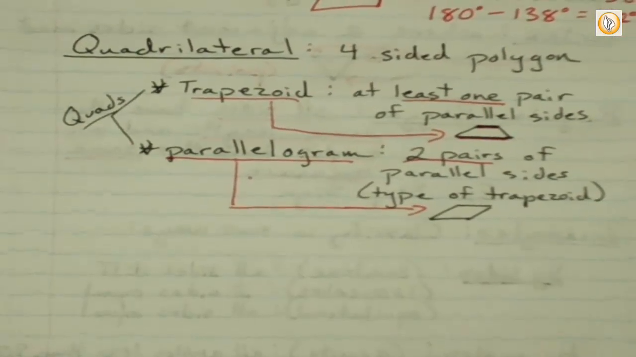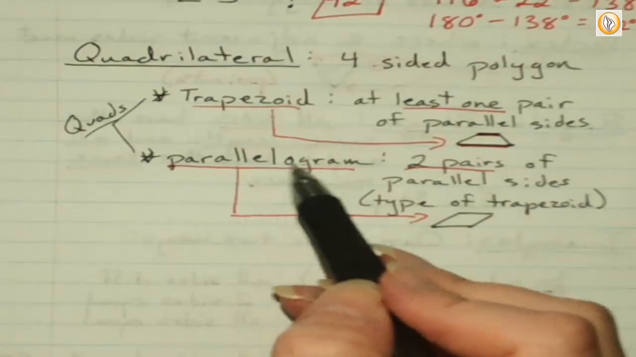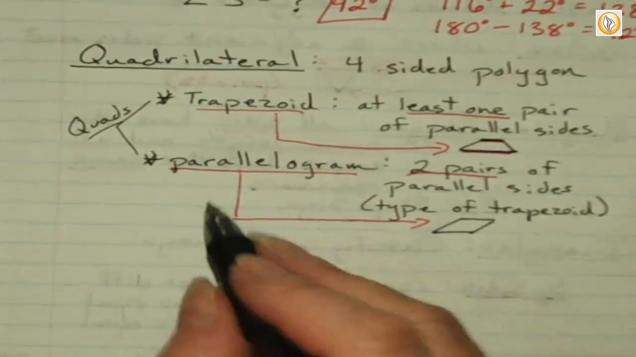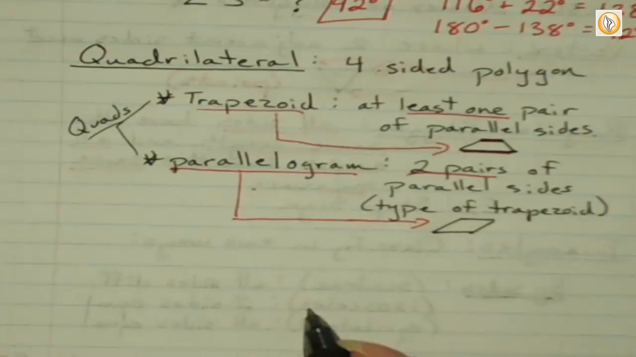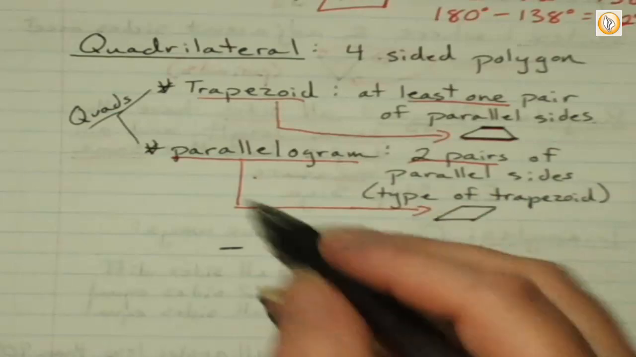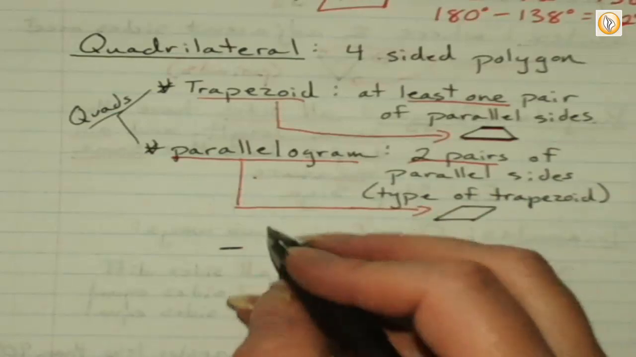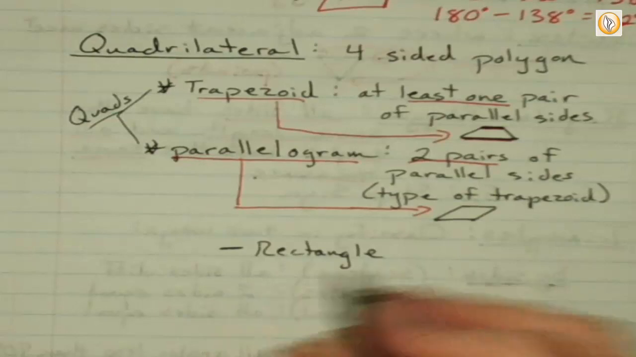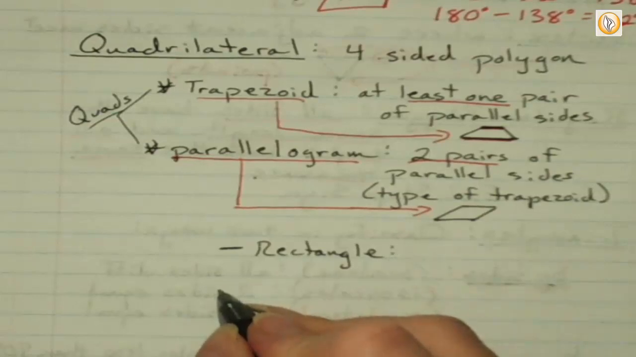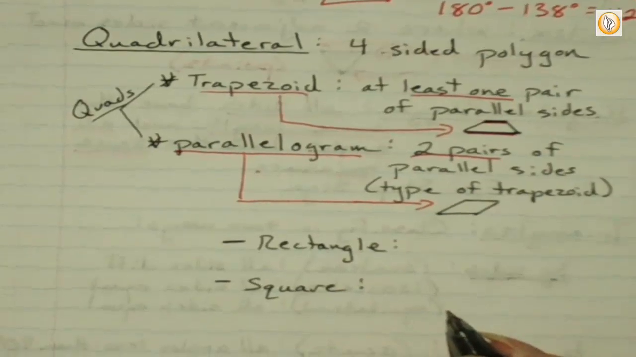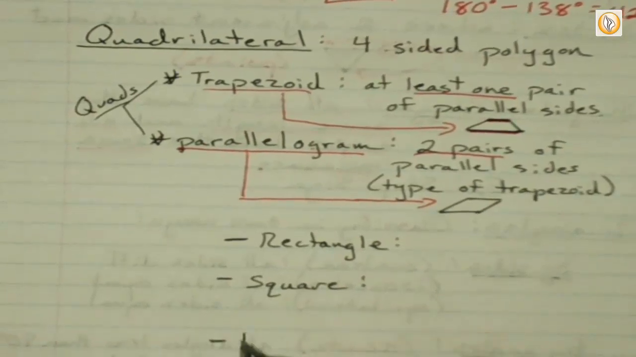Now, there are two types of quadrilaterals, a trapezoid and a parallelogram. That's why I have the thing say quads right here. There are two types of quadrilaterals. Parallelograms also have types, or really more than that, okay? So parallelograms, and I'm going to do this right here, because this falls under parallelograms. We have a rectangle. We have a square. And then we have a rhombus.